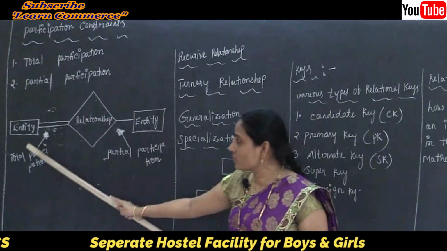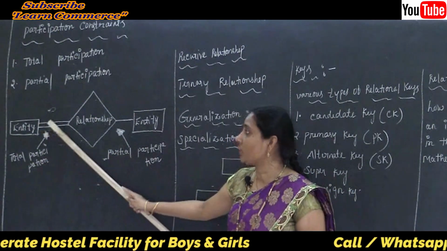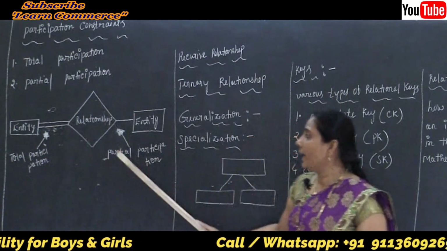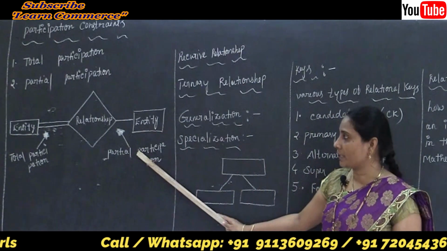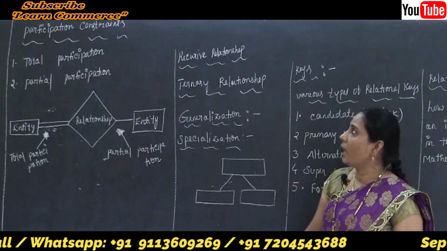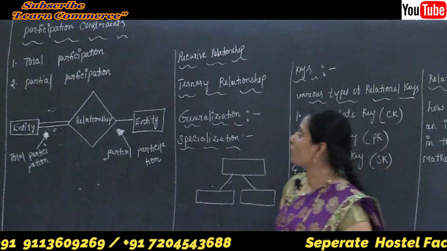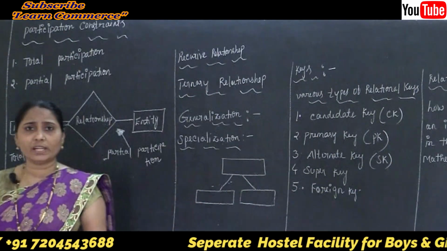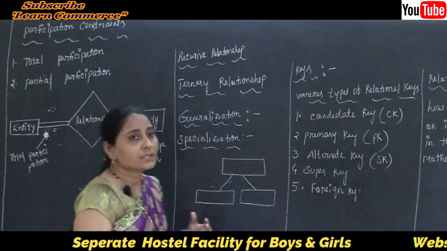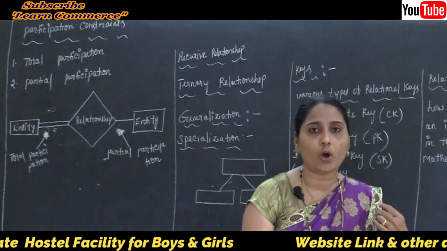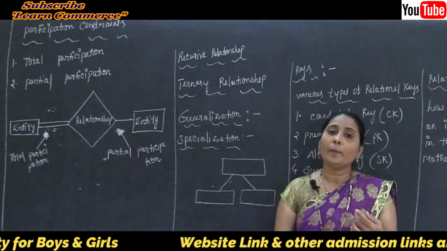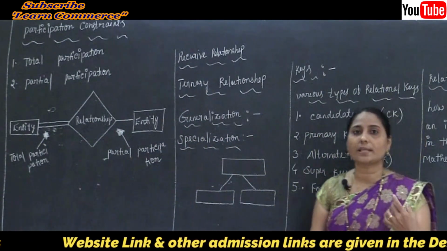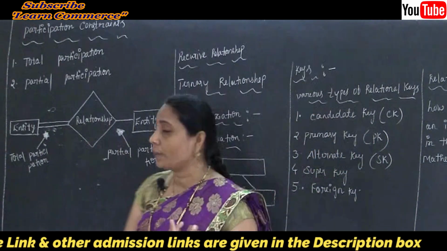So total participation is represented by a double line, and partial participation is represented by a single line. Now let's see the next thing, our recursive relationship. We already know some of the participation rules or constraints. The first one is total participation and the second one is partial participation.